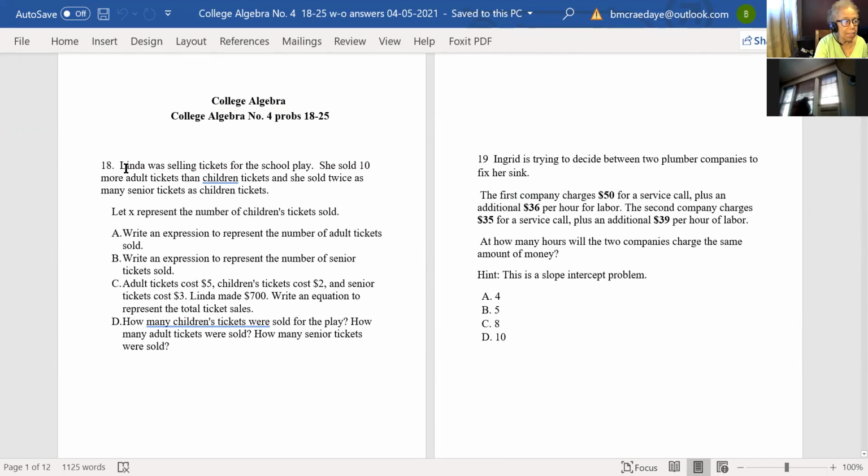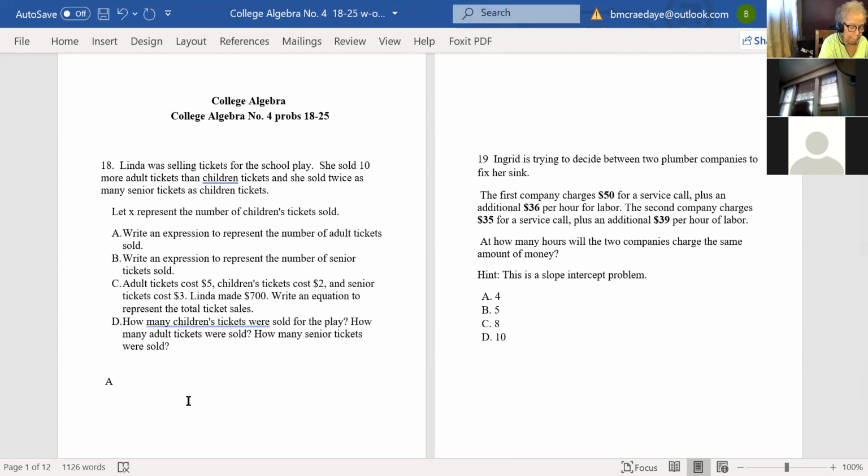Everybody see that? Linda was selling tickets for the school play. She sold 10 more adult tickets than children tickets, and she sold twice as many senior tickets as children's tickets. X represents the number of children's tickets sold. So we want to write an expression to show the number of adult tickets. So what would that look like, Audrey? We're doing A. What would that expression look like?